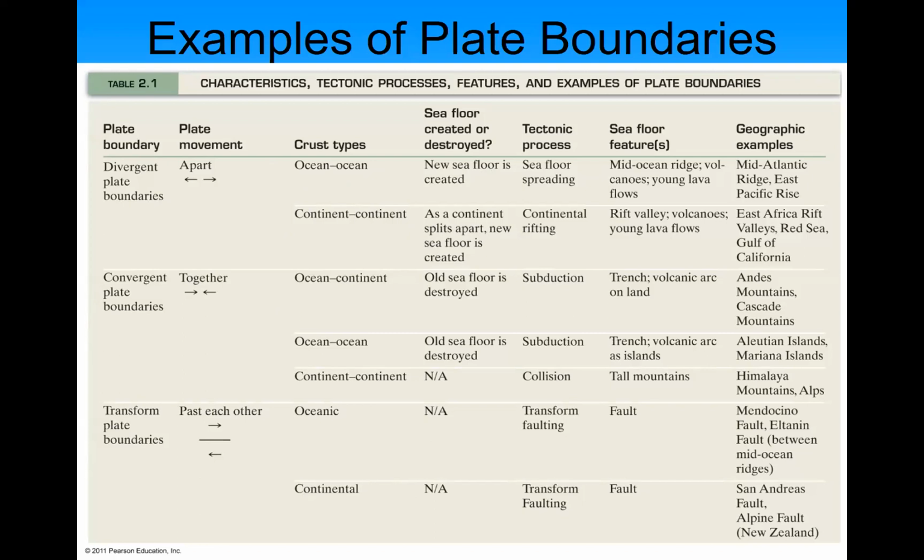If we think about ocean plates and continental plates, there are three types of convergent boundaries: ocean to continent, ocean to ocean, and continent to continent. And these three types of convergent plate boundaries have very different characteristics.